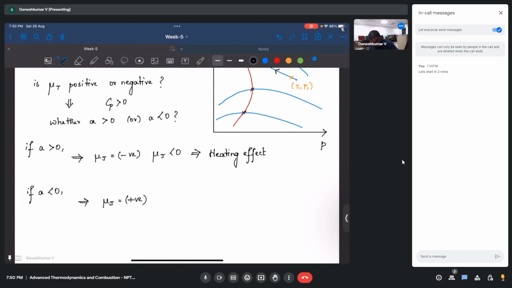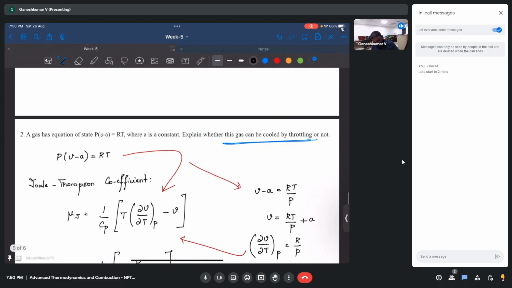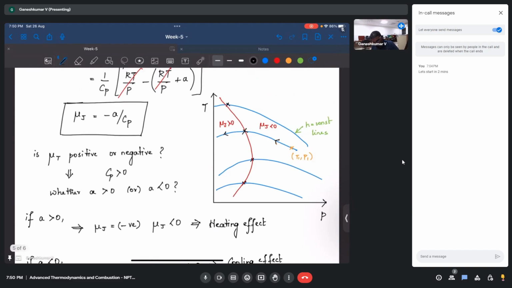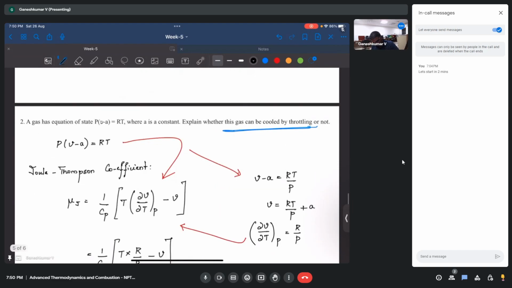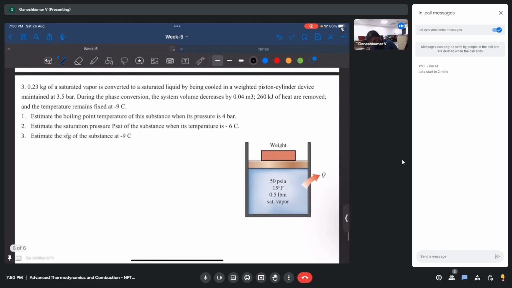minus A becomes a positive quantity, because minus into minus is plus, and mu j is going to be greater than 0. This will create a cooling effect. So ideally speaking, this gas, which behaves as P into V minus A by RT, can be cooled only when A is negative. If A is negative, then we can have a cooling effect. So that is what this means. I think that covers this question. Now let's move on to the third question here.